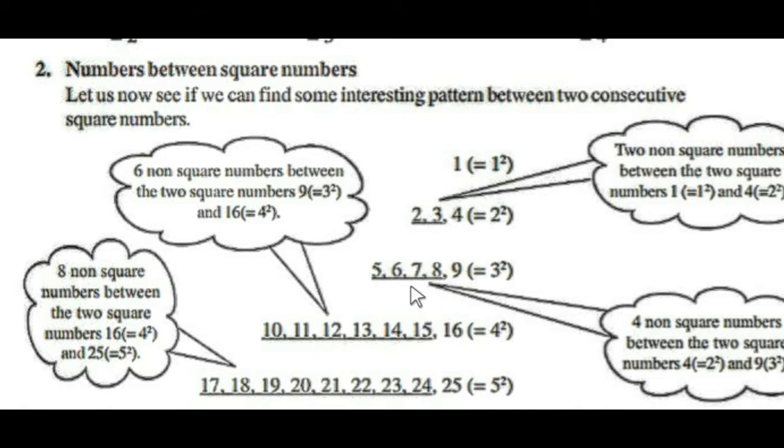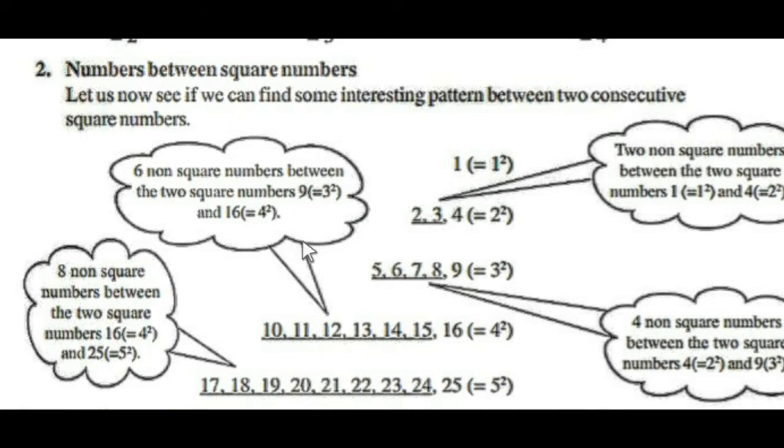Now here between 4, that is 2 square, and 9, that is 3 square, how many numbers are there? 4 non-square numbers are there. Then the third one, between 9, that is 3 square, and 16, that is 4 square. Between 9 and 16 there are how many? 6 non-square numbers.